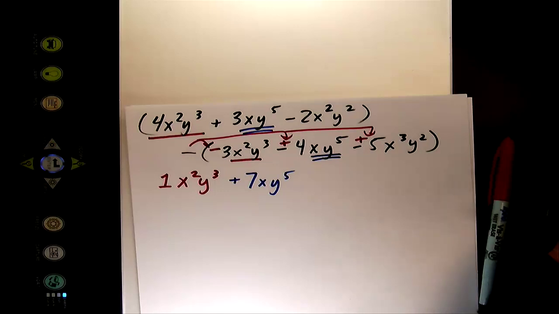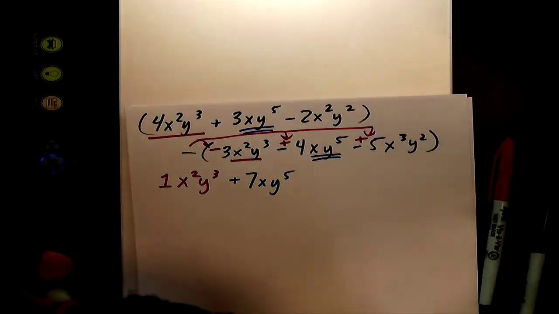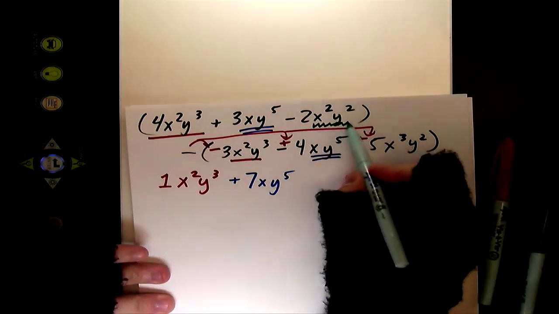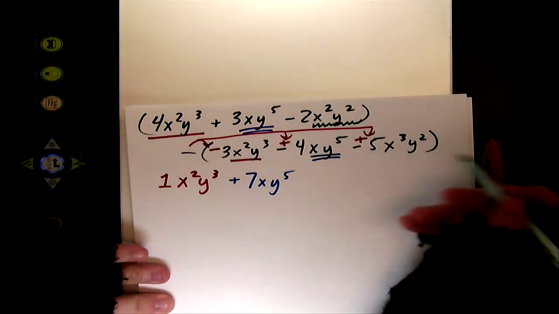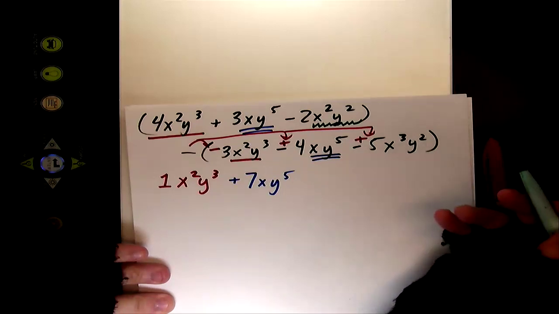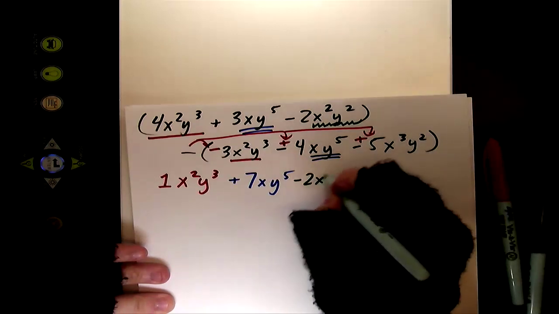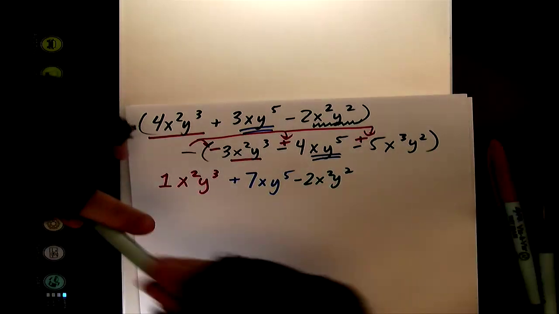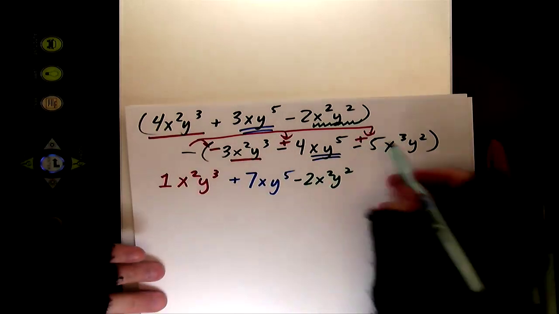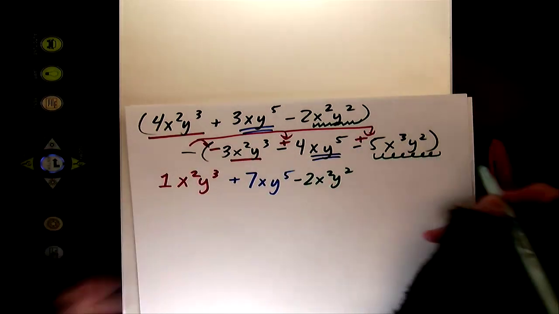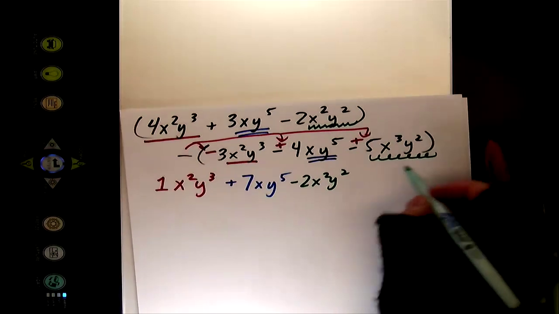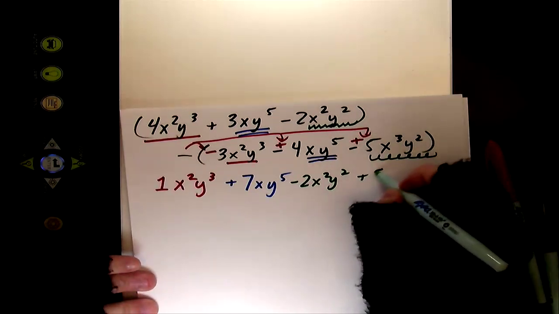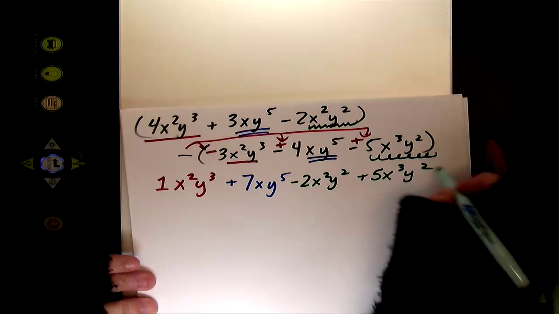So variables and exponents have to match for everything. This is x squared y squared, and there is no other one, so there's nothing to combine with that one. And that leaves this one dangling that we still need to address. Negative and a negative made a positive, which we wrote there. So plus 5x cubed y squared.